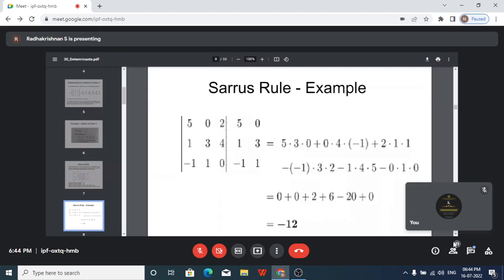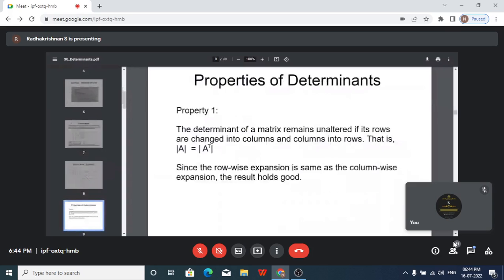Most of your determinant problems will be using these properties. There was a slight interruption. Can everybody hear me? Yes sir. Okay, nice. Just wanted to make sure, because of the disturbance in between.